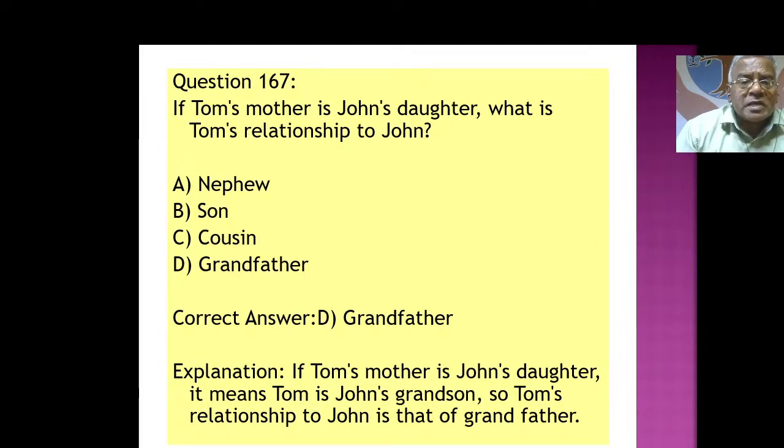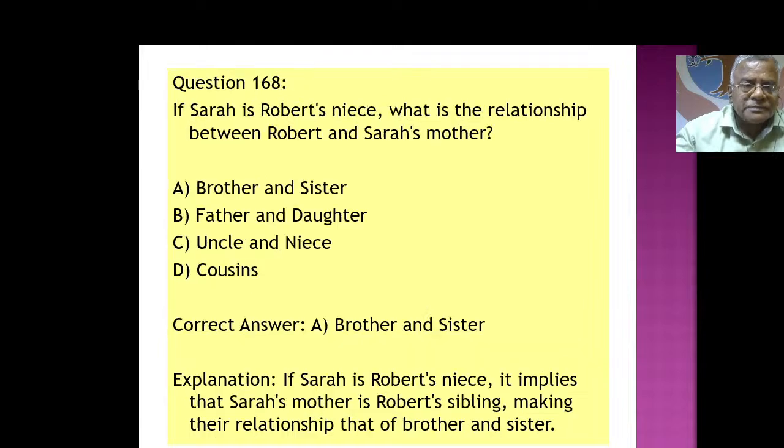If Tom's mother is John's daughter, what is Tom's relationship to John? Very simple. If Tom's mother is John's daughter, it means Tom is John's grandson. Very simple, no? So Tom's relationship to John is that of grandfather.